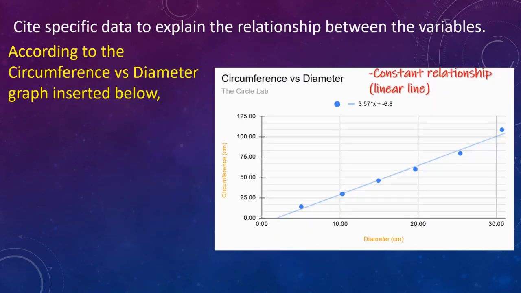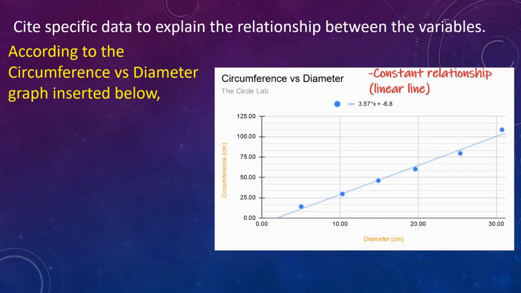So now for the hard part. You're going to summarize the relationship between the variables in the lab. Notice the word cite is the first word of these instructions. You need to talk specifically about your graph and your data. So just like in a Lit 101 article, it is important to cite specific examples from your data. Start out that next sentence with the citation. According to the circumference versus diameter graph inserted below.